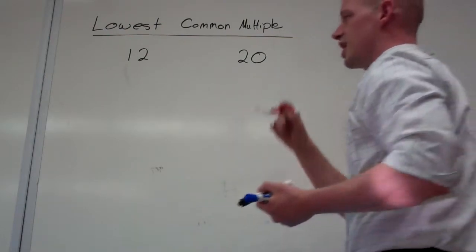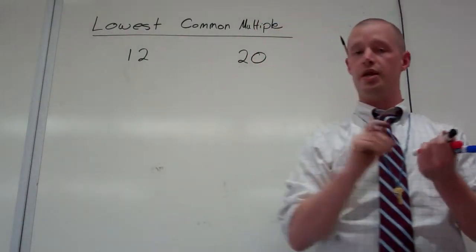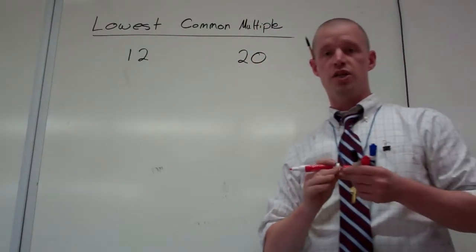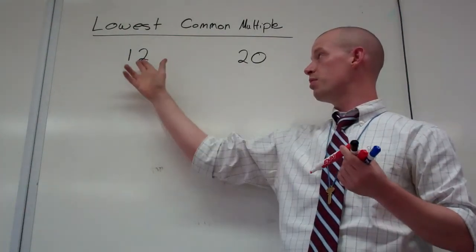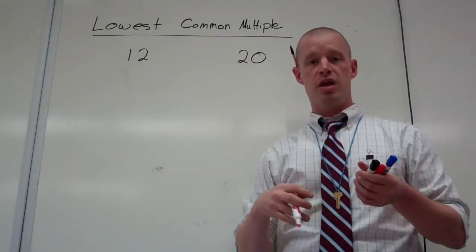Today we're going to be looking at lowest common multiple. We're going to take a look at 12 and 20. We're going to find the lowest common multiple. We're going to find the multiple that both of these have in common, and it's the smallest one.